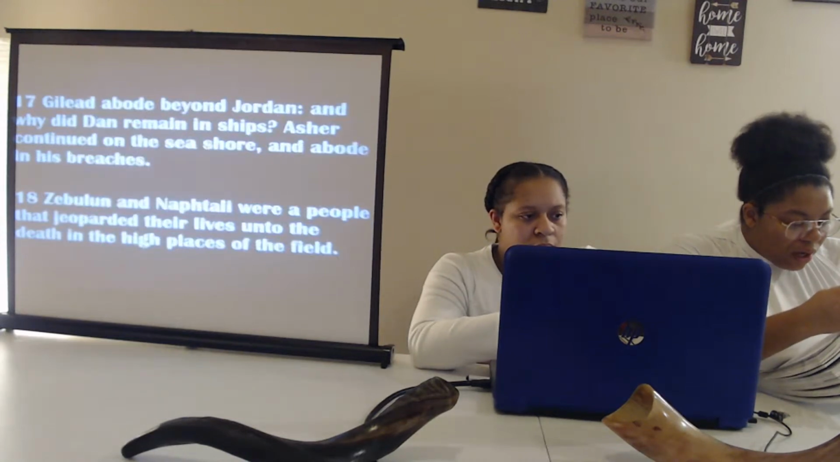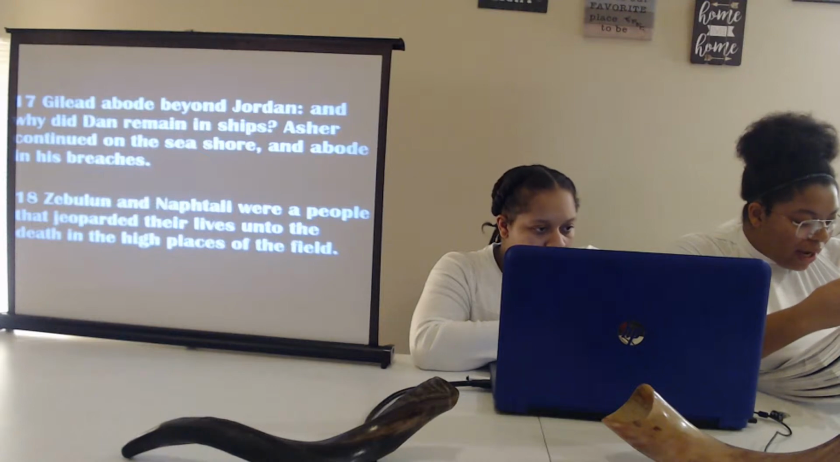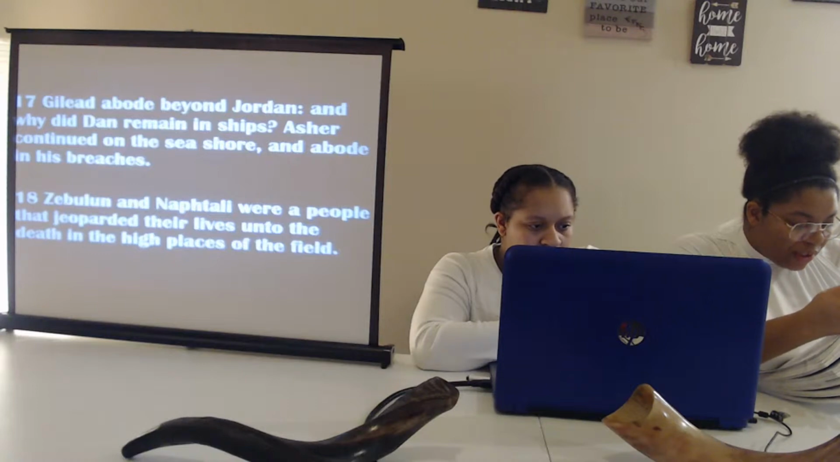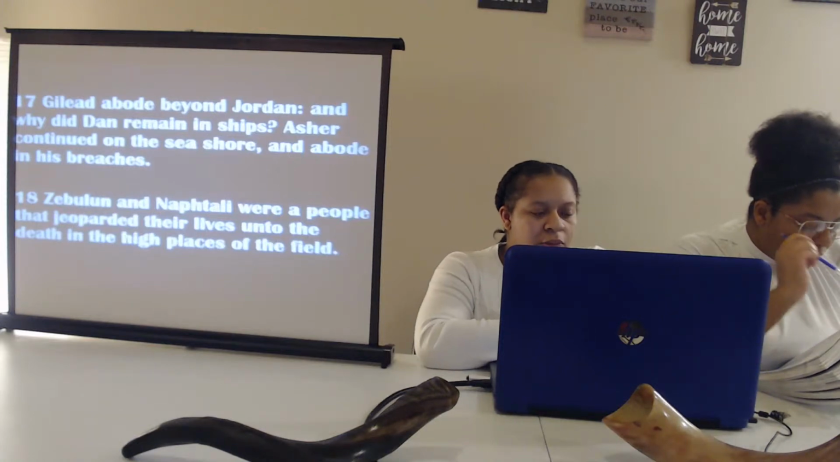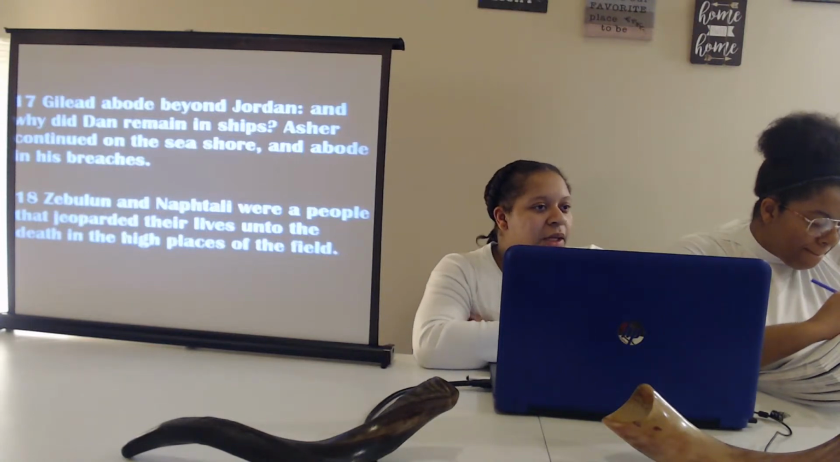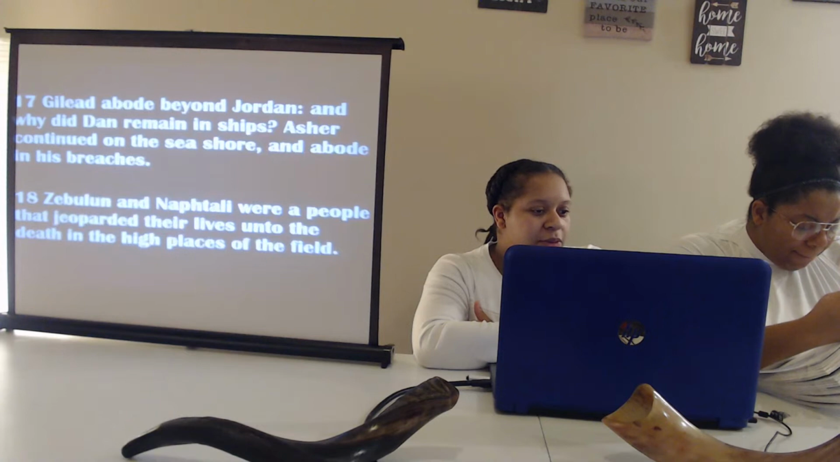Gilead abode beyond Jordan, and why did Dan remain in ships? Asher continued on the seashore and abode in his breaches. Zebulun and Naphtali were a people that jeoparded their lives unto the death in the high places of the field. So these verses are explaining the tribes that helped and the tribes that didn't help.